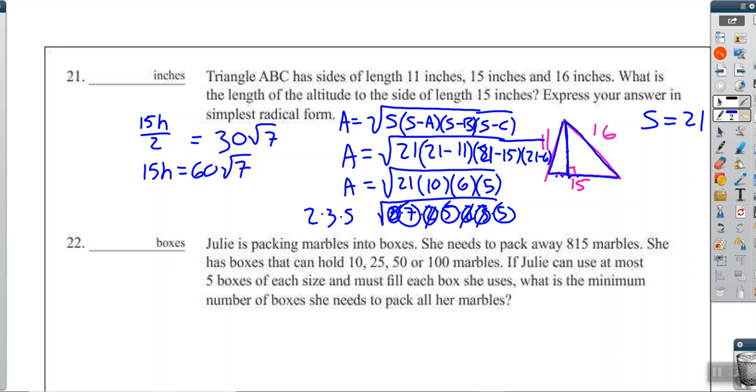Divide by 15, divide by 15. And I get h is equal to 4 root 7, which I believe is the correct answer.